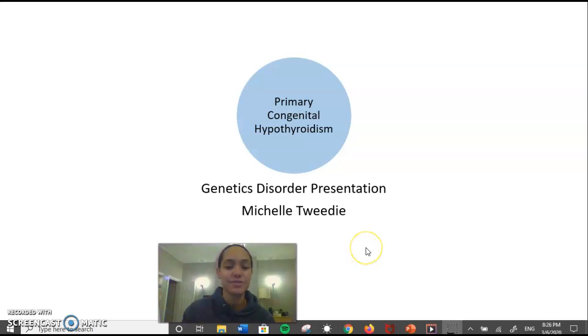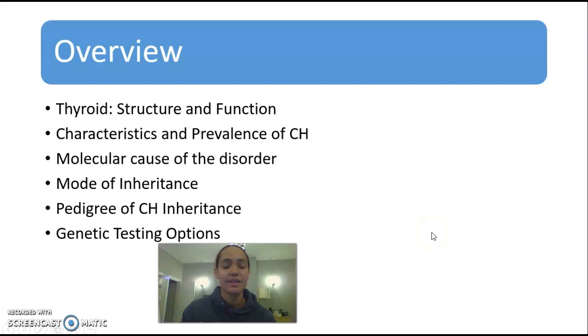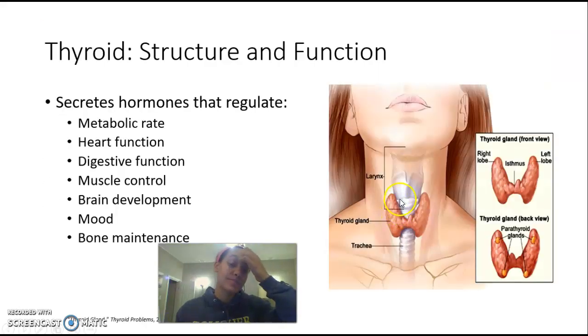Hi, so for the genetics disorder presentation, I'll be presenting on primary congenital hypothyroidism. The overview of this presentation includes what the thyroid is and talking about its structure and functions. Then I'll talk about the characteristics and prevalence of CH, the molecular cause of CH, as well as the mode of inheritance, and display a pedigree of CH inheritance. Last, I'll talk about the various genetic testing options that are available for people with CH.